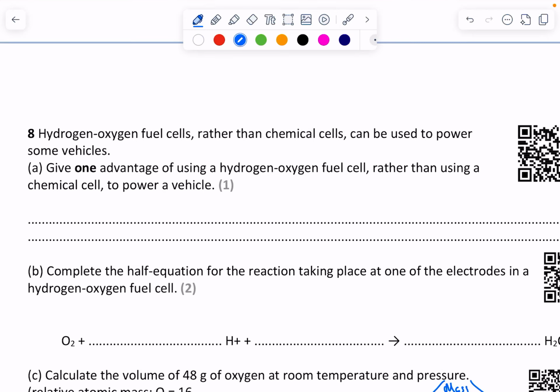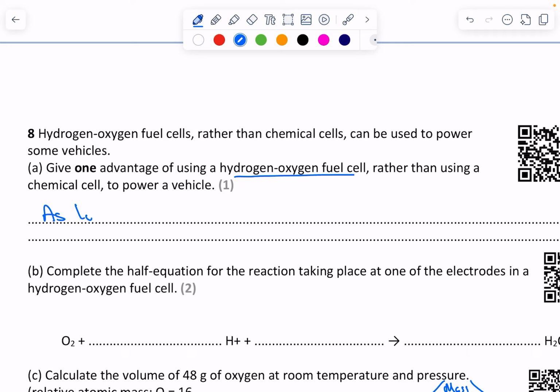Okay, so this question is looking at alternative energies, in particular hydrogen, oxygen fuel cells. And the first one says, give an advantage of using a hydrogen oxygen fuel cell rather than a chemical cell to power a vehicle. Hydrogen oxygen fuel cells, as long as they are supplied with fuel, they'll just continue to produce a voltage. So we can make that one of the advantages.